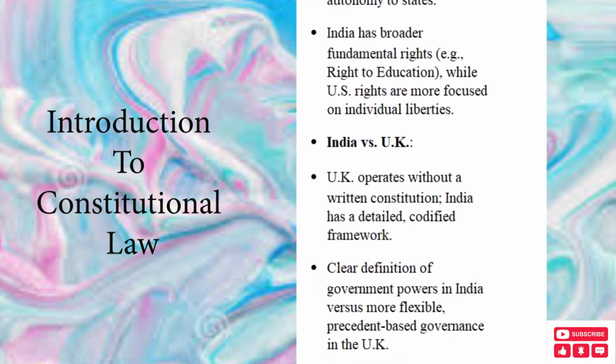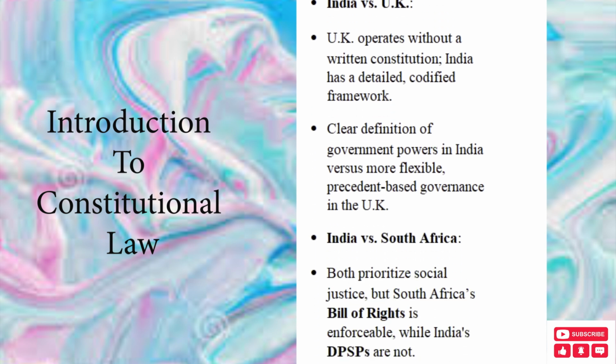However, this flexibility sometimes leads to a lack of clear boundaries between the powers of the government and the rights of individuals. In contrast, India's written constitution clearly defines the powers of each branch of government, individual rights, and the amendment process. 3. India versus South Africa, Rights and Social Justice.